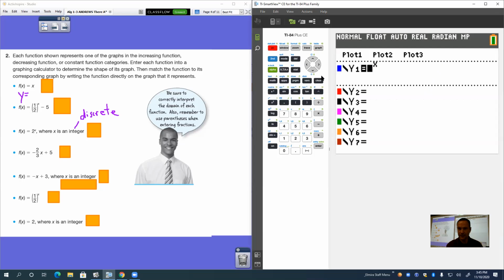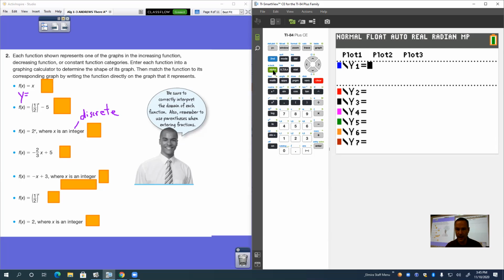Go back to y equals, clear out that one. The next one is -2/3. Now again, there's a couple different ways that you could type in -2/3. You could just do -2 divided by 3 and then put your x. You could do it like that. That's one way to do it. You could use it as a decimal, -0.666666666, put in a ton of sixes, and then your x.